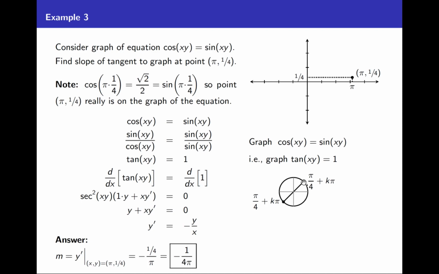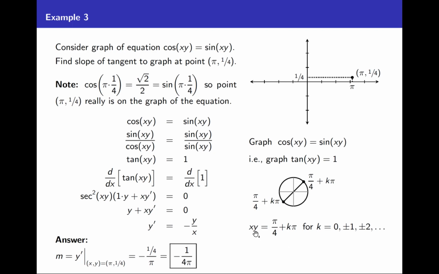So for example, right here, this point in the unit circle is pi over 4, or pi over 4 plus 2 pi, or pi over 4 plus 4 pi, and so on. This point is pi over 4 plus pi, or pi over 4 plus 3 pi, and so on. And as long as x and y are such that x times y equals pi over 4 plus k pi, here or here, tangent of that is going to be equal to 1. So for tangent of xy to be equal to 1, x times y has to be pi over 4 plus k pi, either here or here on the unit circle, where k is an integer, 0, plus or minus 1, plus or minus 2, and so on.